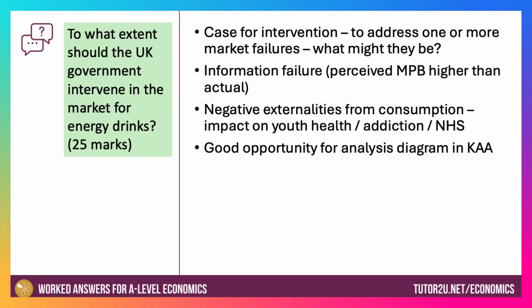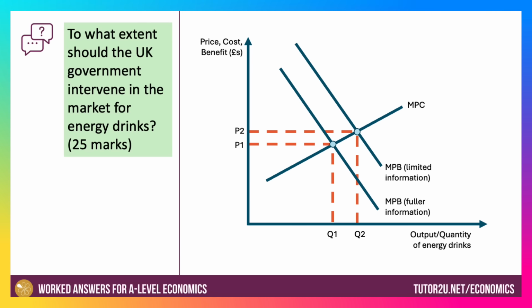So there's obviously very good opportunities with those two for analysis diagrams in your KAA. It could be an information failure diagram here, where people's perceived marginal private benefit is higher than if they had better information. So with limited information, they overconsume, they consume Q2, whereas with better information, they might scale back their consumption to Q1, where the demand curve is to the left.